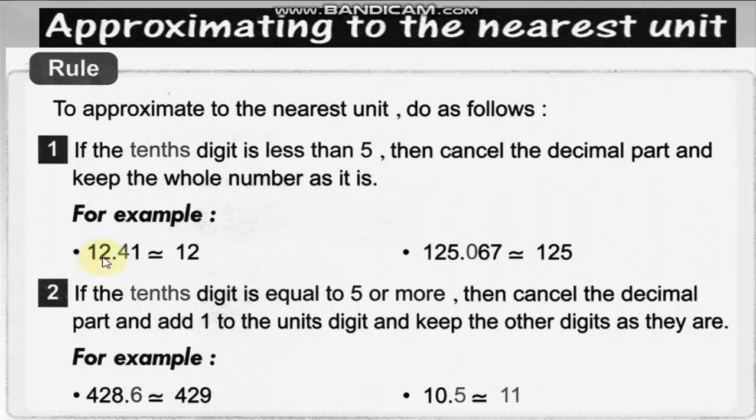The unit here is number 2. Look at the tenth. The tenth here is number 4. 4 is less than 5. So we will cancel it and keep the whole numbers with its value. It became number 12.